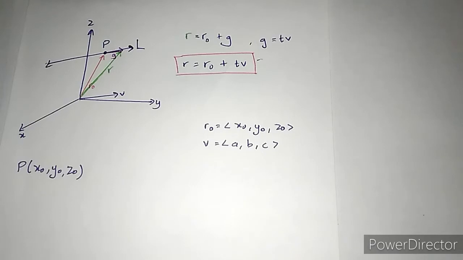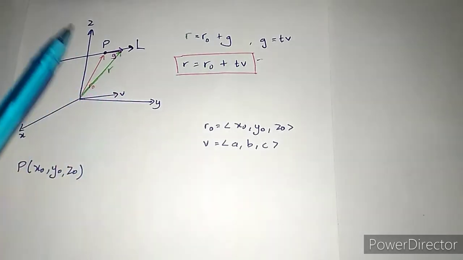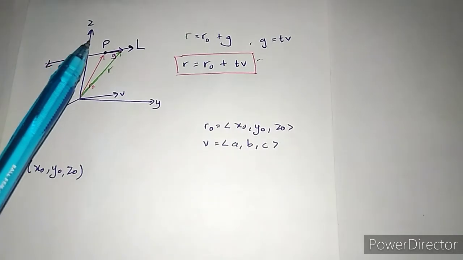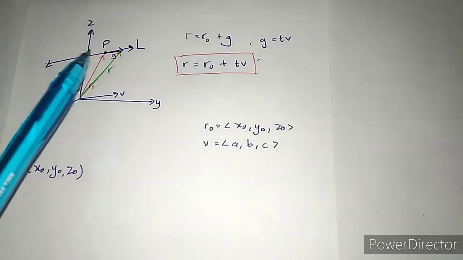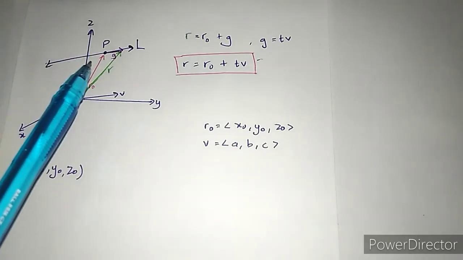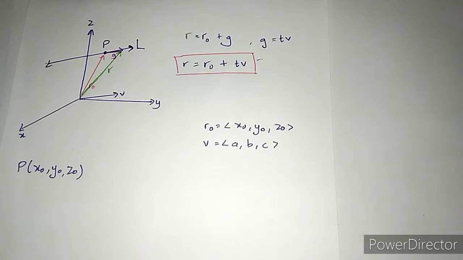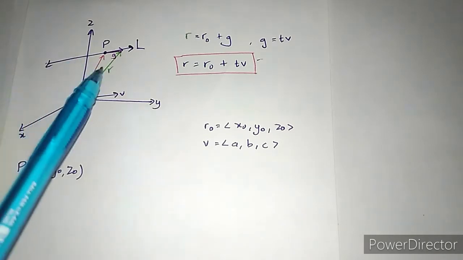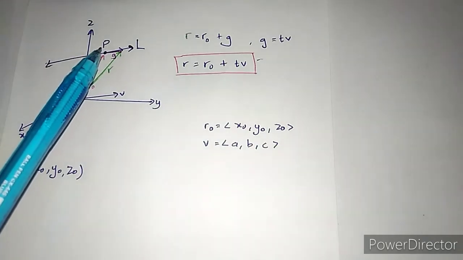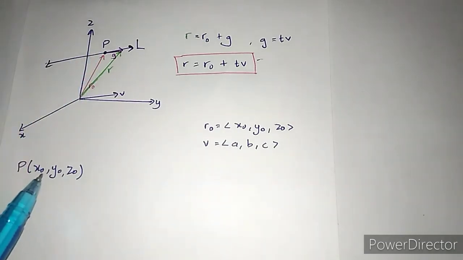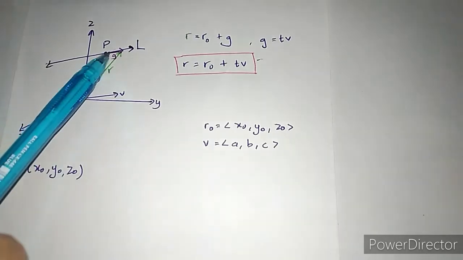Let's say we have a 3D coordinate system, which is x, y, and z, and we have a generic line. A line is defined by two things: we need a point on the line and the direction of the line. With those two things, we can define any line. Let's say we have this point, which has the values x0, y0, and z0. This is going to be a position vector r0.